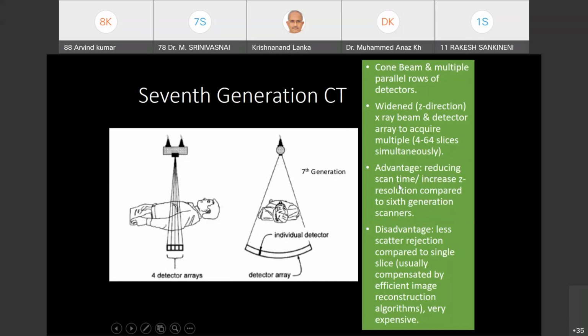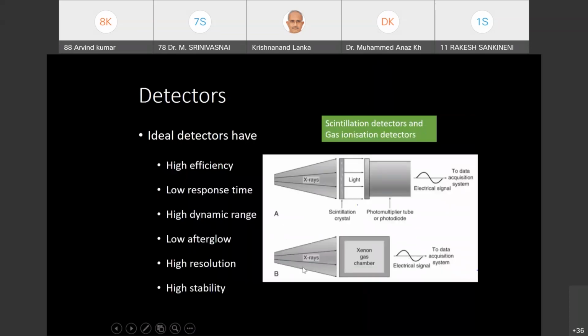So the advantage is reducing scan time and increasing Z resolution compared to the sixth generation, because Z resolution is no more a single row. You have four detector arrays at a time, and in each detector array individual detectors are there. So it is a kind of less scatter rejection compared to single slice.